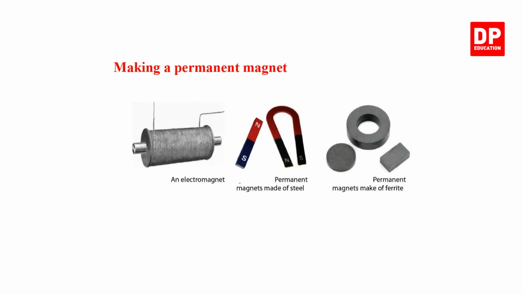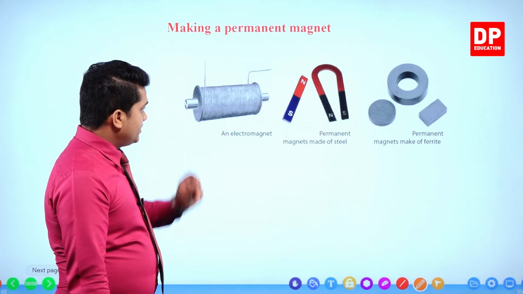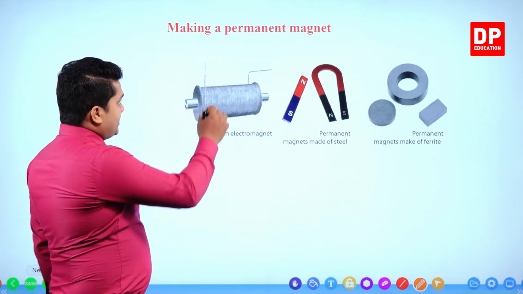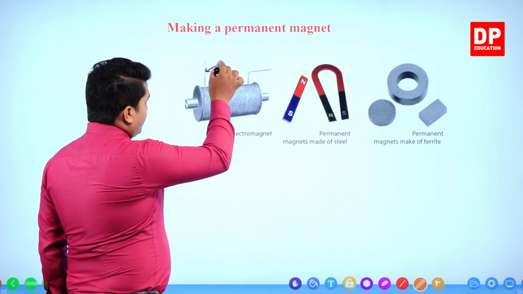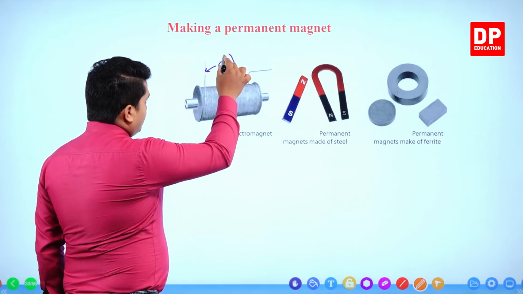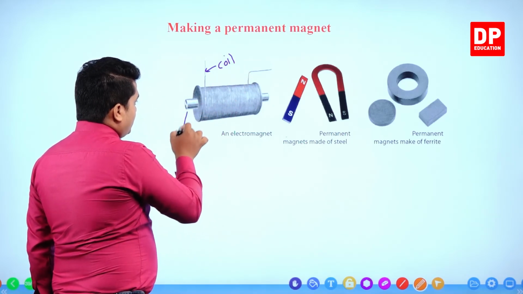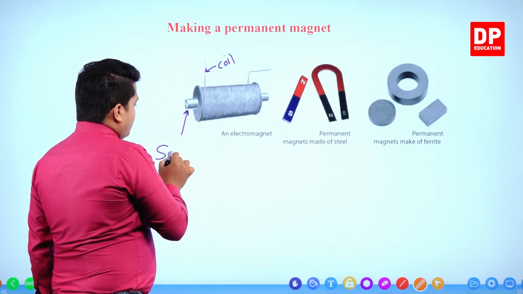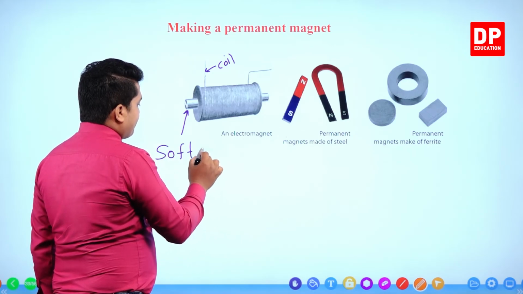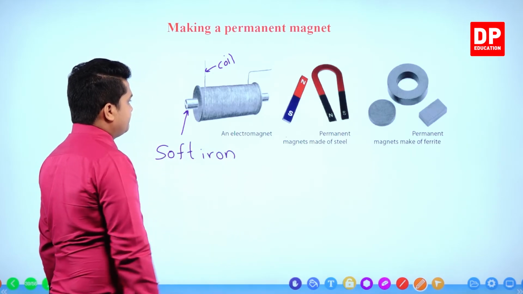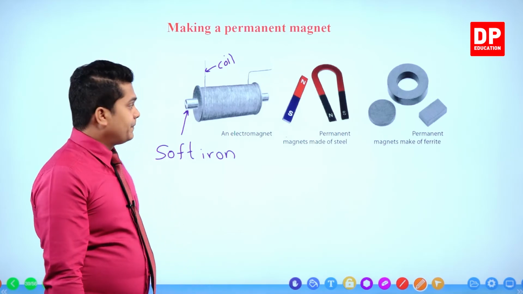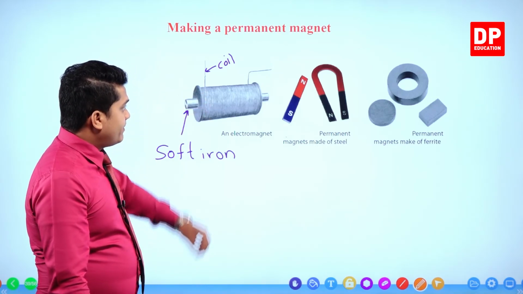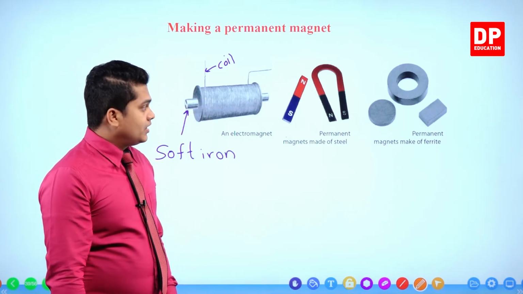Now here you can observe these electromagnets. Here you can see the coil which is being wrapped on the soft iron bar. This is soft iron. It's a soft iron bar, and the coil is wrapped around it.